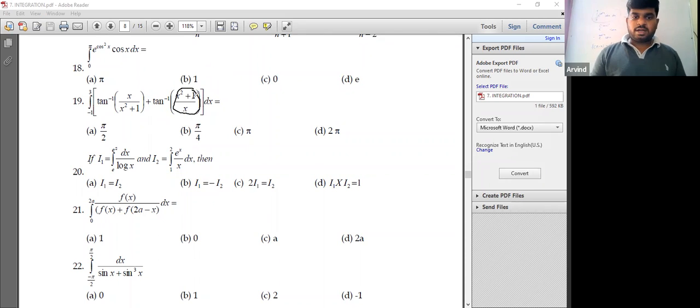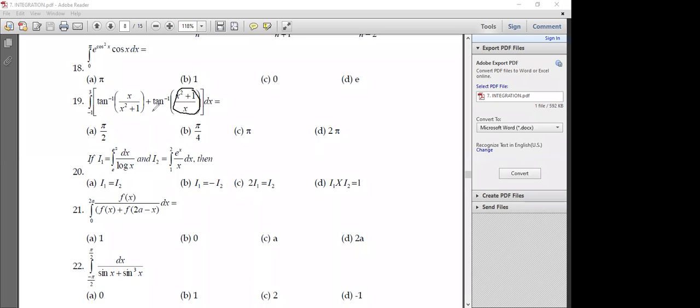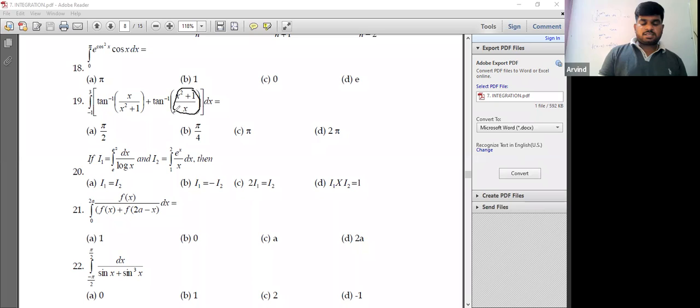So here, tan inverse of (x² + 1)/x, if we flip it, we can write it as cot inverse. So tan inverse of x/(x² + 1) plus cot inverse of x/(x² + 1) becomes tan inverse x plus cot inverse x, which is pi by 2. If we integrate pi by 2, we get pi by 2 x. Apply the limits, you will get 4 into pi by 2, which is 2 pi. So the option will be 2 pi.